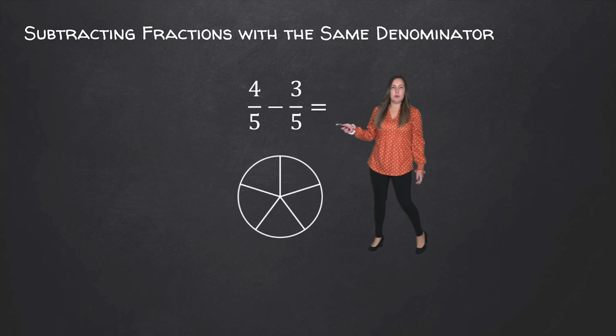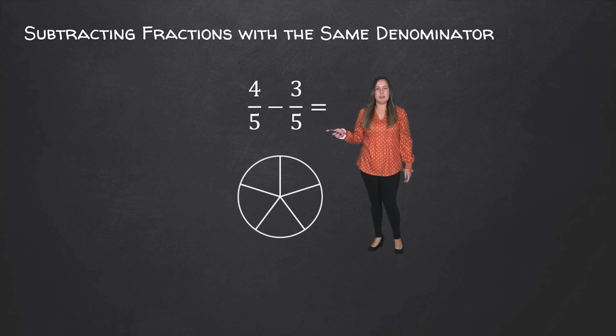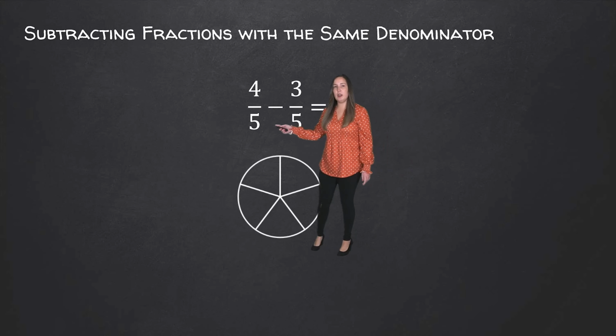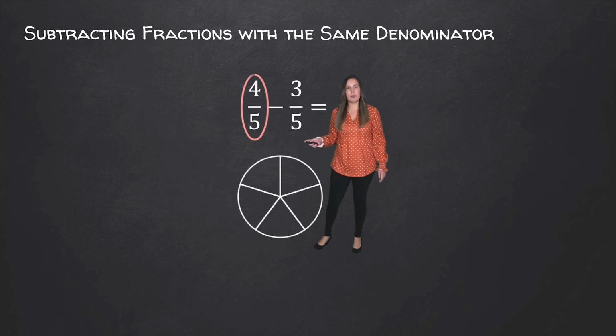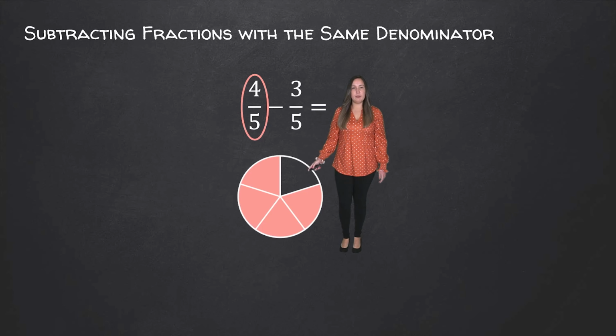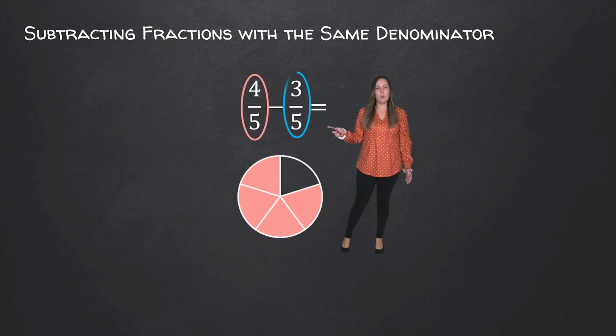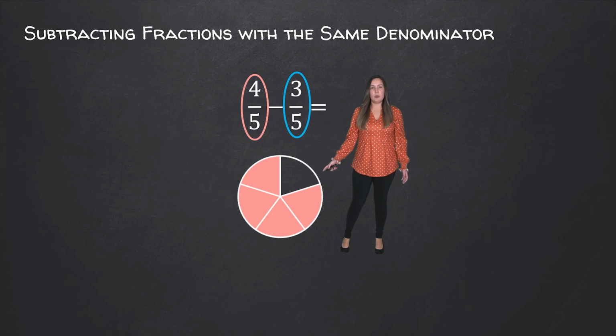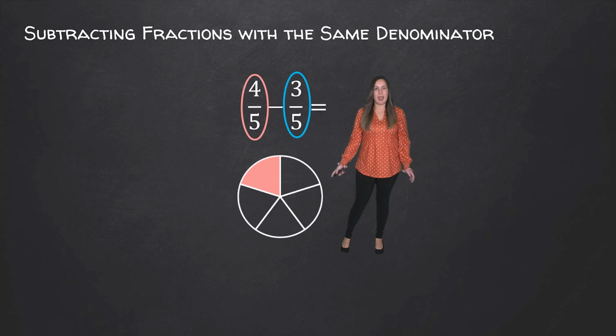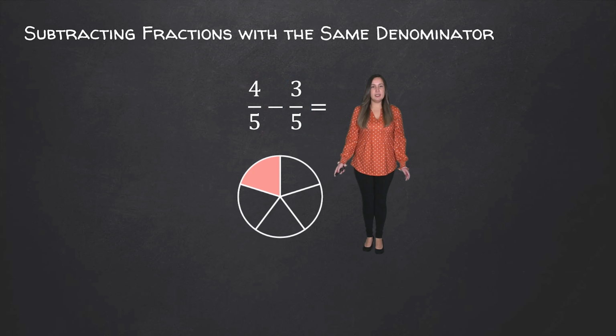Finally, we have 4 over 5 minus 3 over 5. And again, we're going to shade in our first fraction, which is 4 over 5. We're going to shade in 4 parts out of these 5 equivalent parts that we have here. And because we're taking away 3 over 5, we're going to cross out 3 pieces out of the 4 that we already have shaded in and remove that. So 4 over 5 minus 3 over 5 is equal to 1 over 5, if you could see it on our model.